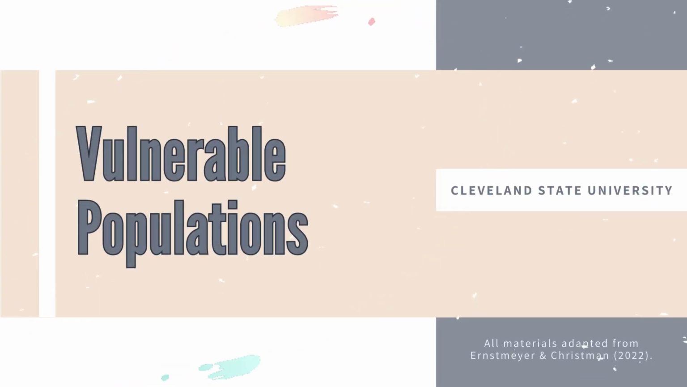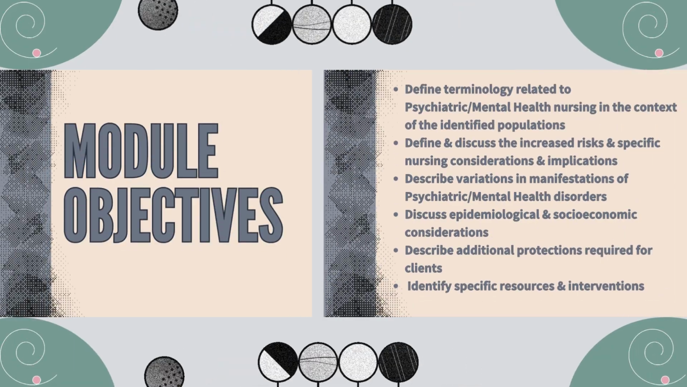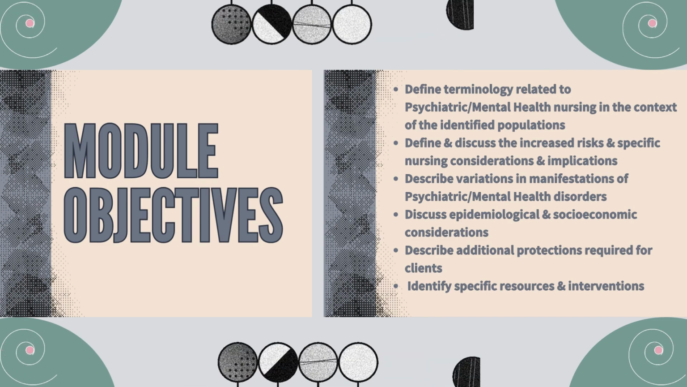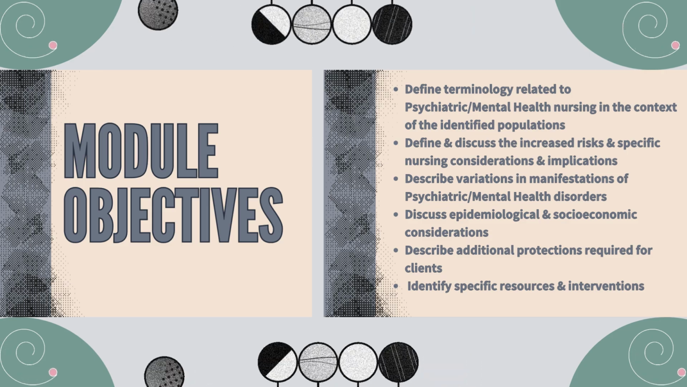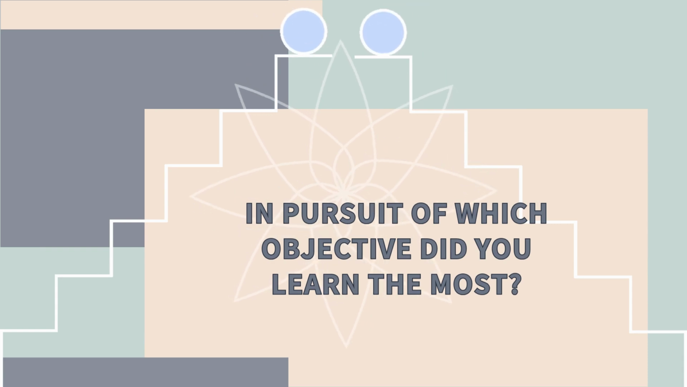Everyone, welcome to Module 10 Synopsis, Vulnerable Populations. Look over the module objectives for Module 10, make sure you feel like you've met all of them. If you haven't, go back through some of the lessons and see if there's anything that can help you make those connections. In pursuit of which objective did you learn the most?